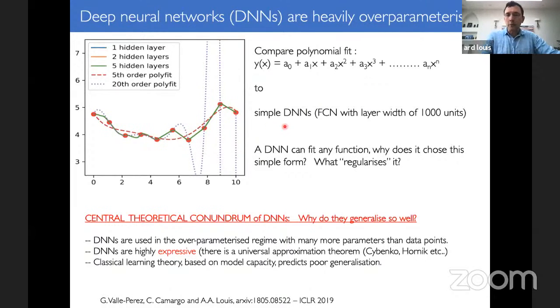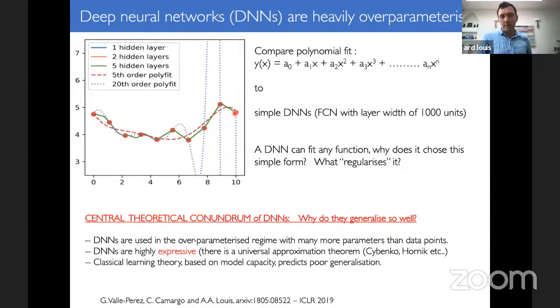By contrast, I take here a simple neural network, a fully connected network with a layer width of 1,000, and 1 to 5 hidden layers. You see all these curves give me almost exactly the same fit. This neural network fits this line incredibly well. And that's surprising because we know that neural networks are extremely expressive. In fact, there are universal approximation theorems that tell you they can approximate effectively any function. So a neural network can also reproduce this polynomial. And why does it choose this smooth curve? In other words, what regularizes the neural network? Or what is the inductive bias of the neural network that gives you this smooth curve?